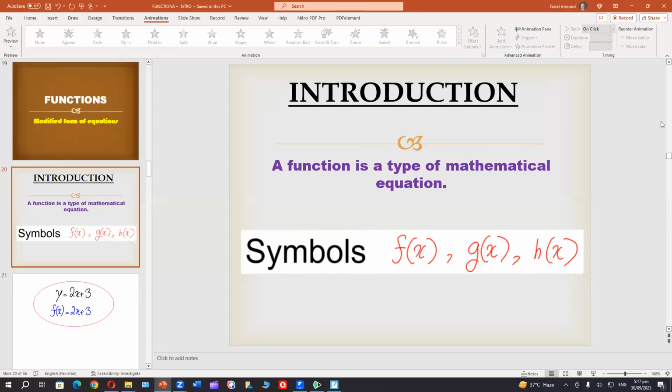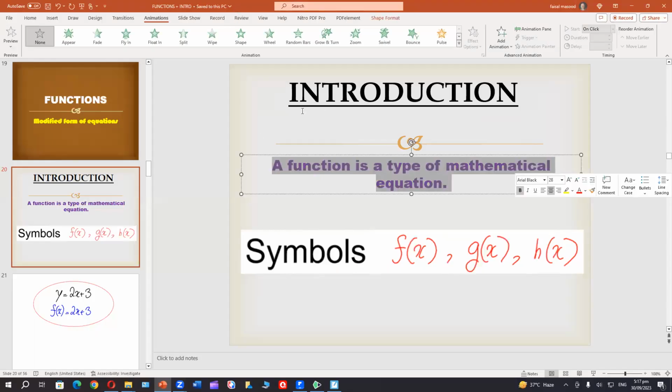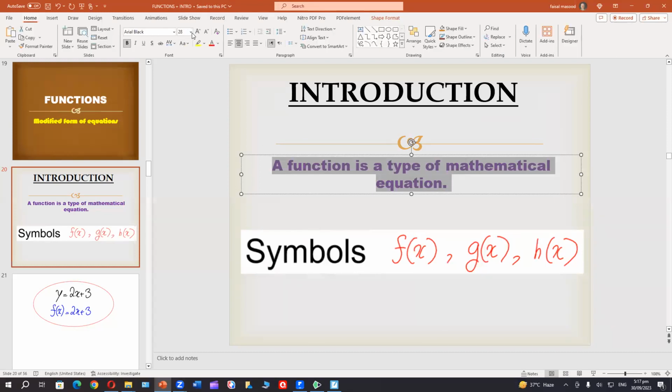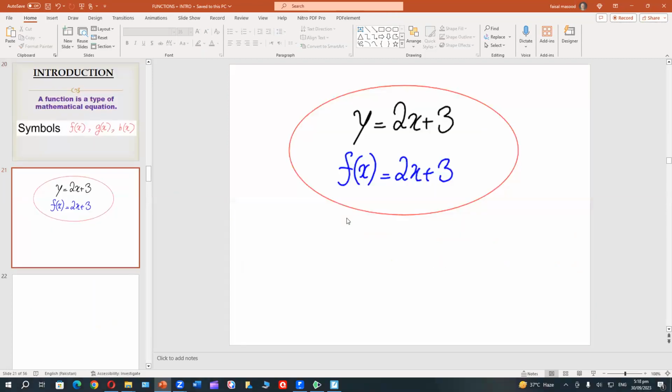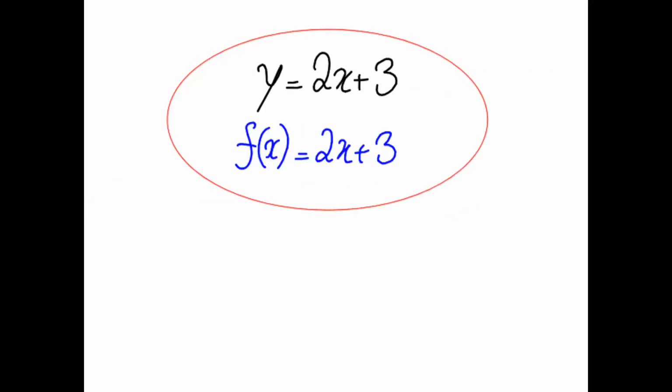So this is the primary concept. For example, y is equal to 2x plus 3, so f(x) is equal to 2x plus 3. These are the comparison symbols. So this is how we can represent a function. Function is basically a language of f(x), g(x). Originally, it is an equation, and we just give it a symbol f(x). You have to copy this screen.